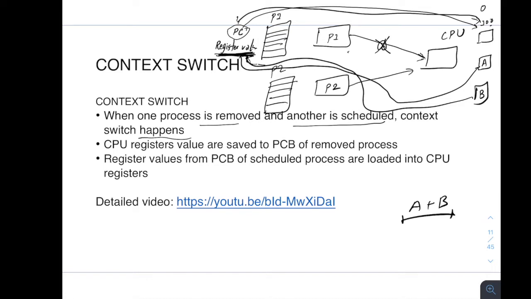Now P2 will get time, and a similar thing will happen for P2 also. So you get it, this is context switch, because this context is being saved.